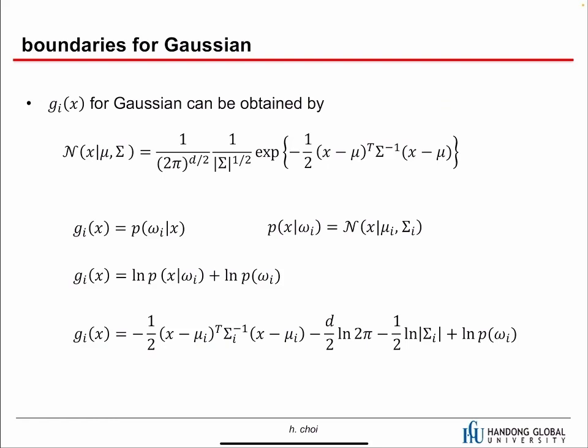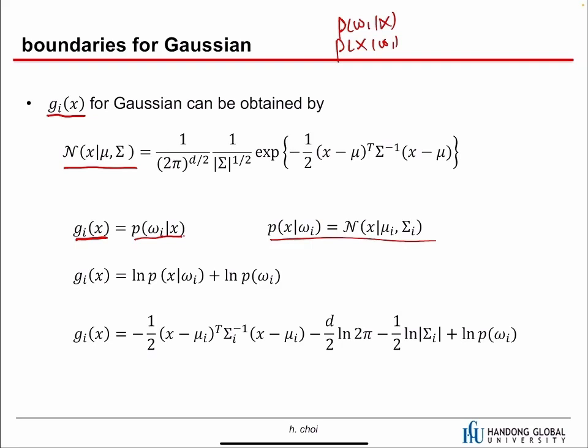Now in the previous slide, we just used p of x given omega 1 or p of omega 1 given x in general form. So p could be any probability distribution. But from this slide on, we want to focus on the Gaussian distribution because it is simpler than other distributions. If we use g sub i of x for Gaussian, this is still a general notation, but instead of this one, we can use this.